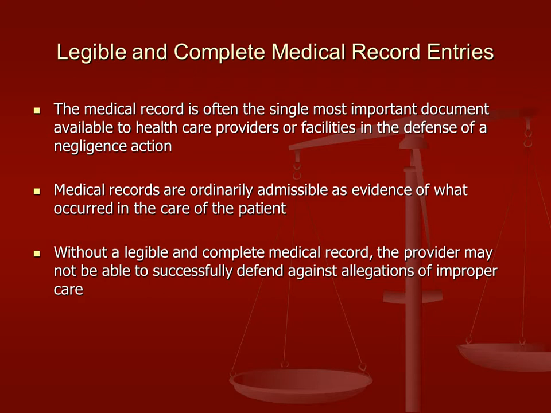Now, if that record's not legible or it's incomplete, the provider may not be able to successfully defend against the allegations of improper care. Maybe proper care was given, but it's not documented in the health record, and so there is no proof. And so if it is documented, and it is able to be admitted as evidence, that can be proof that actual quality care was given and that the facility or the provider was not actually negligent.